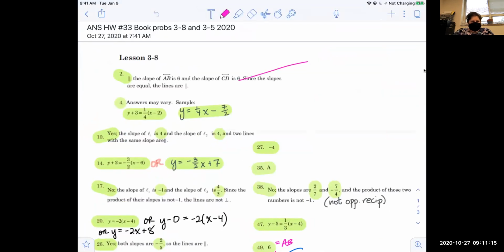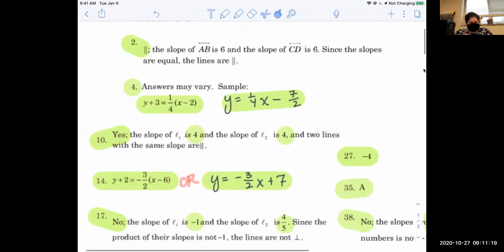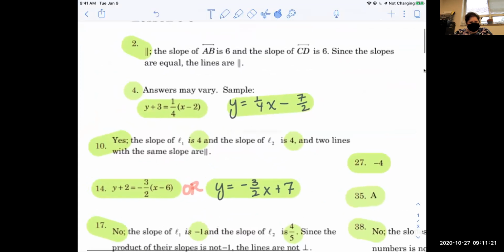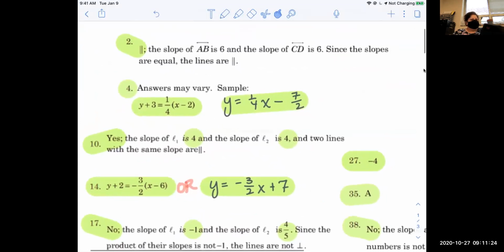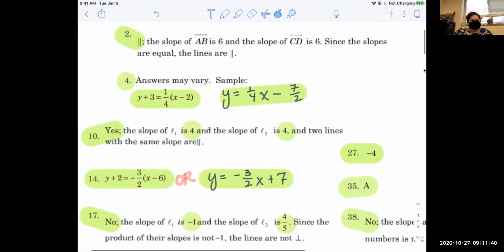Okay, so I know this is a little bit hard to read. I'm going to zoom in so you can see a little better. So kind of not in order because of how I put them there. So these are the lesson 3-8 problems. Again, this is what's due today.